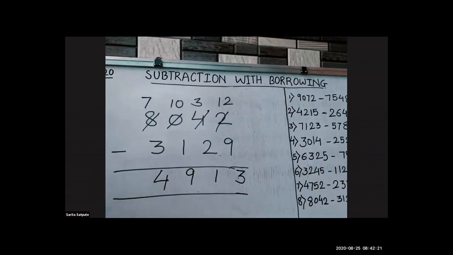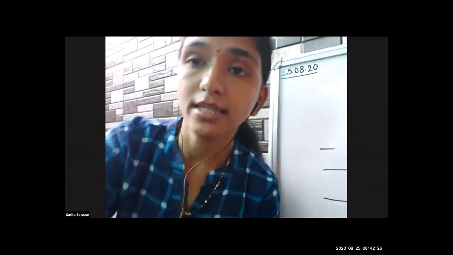So we have solved here 8 examples. I think by solving 8 examples, you are quite clear with the subtraction with borrowing concept. So solve many examples given in your textbook so that you get used to the topic, that is subtraction with borrowing. I hope you have understood the topic.